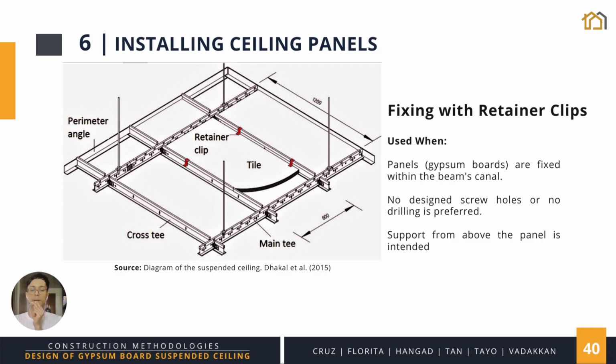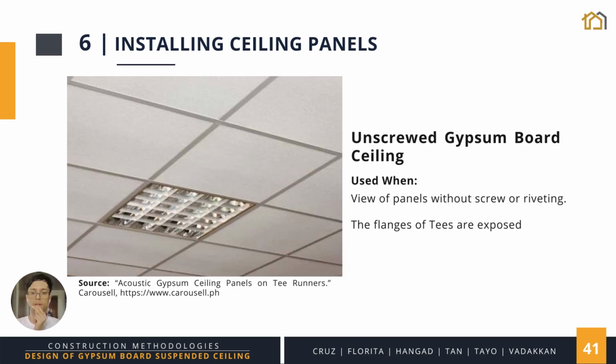The gypsum board panels are fixed with retainer clips when the panels are placed above the flanges of T-beams. There is no designed screw hole, and no drilling is preferred. Clips support the panels from above. The figure shows the view of panels without rivets or screws. The flanges of T-beams are exposed.